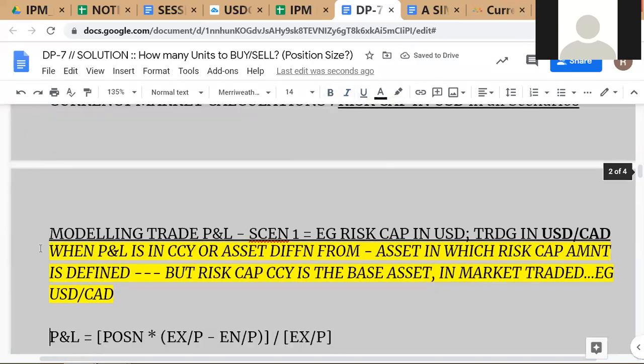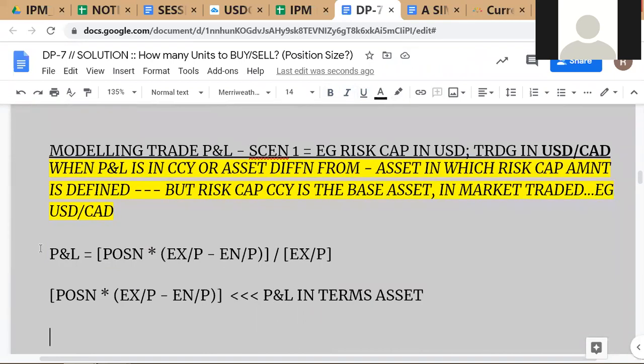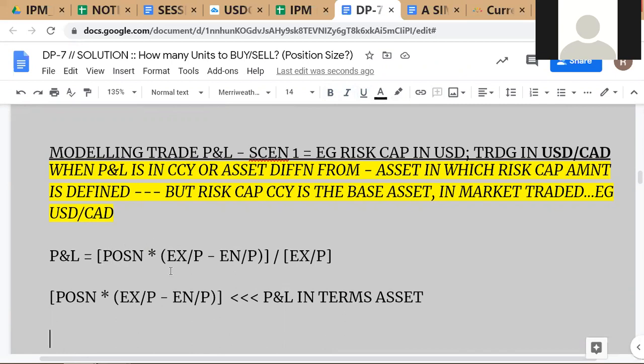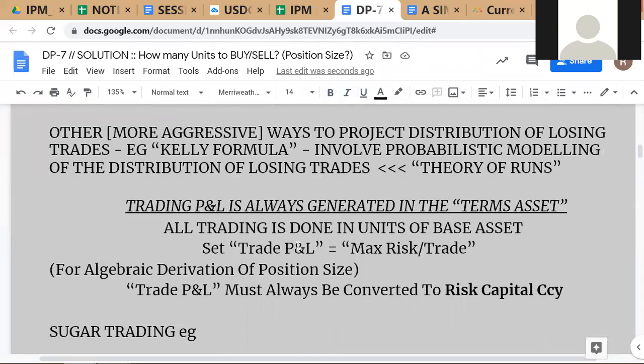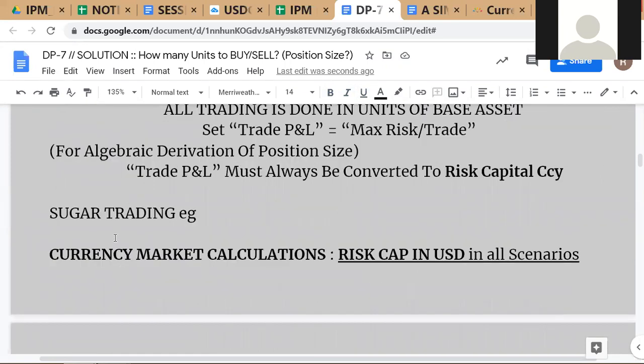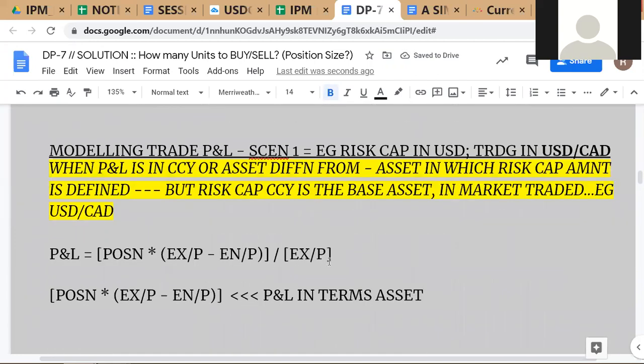Okay, and we are doing the first scenario where, so it's very simple actually when you think about it. What is happening, this part of the expression, I mean dollar Canada, this is in Canadian dollars, but that's not good enough for us. We have to convert the Canadian dollars back into US dollars, because what is the principle saying here? Set the trade P&L equal to maximum risk per trade, and trade P&L has to be converted to risk capital currency. Okay, so therefore, we have to convert back this trade P&L.